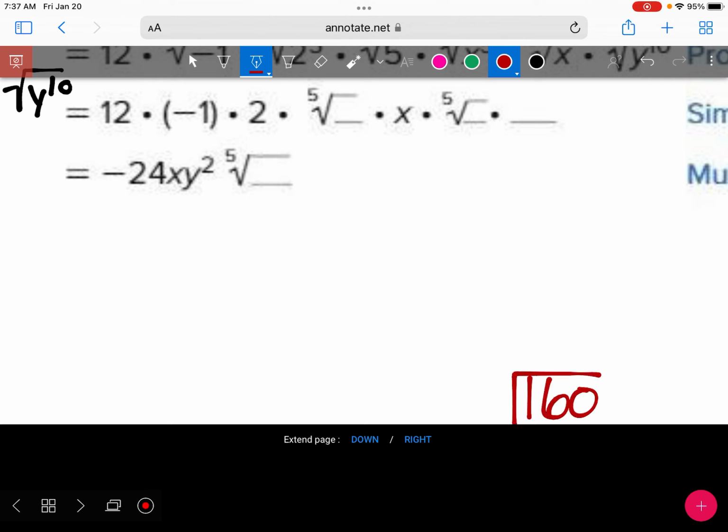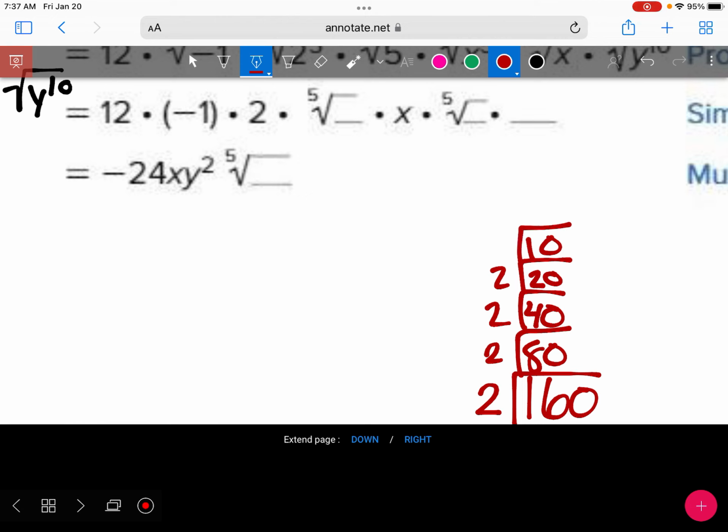What's a prime number that comes out of 160? 10's not prime, though. I mean, you could, but you then have to split it into 5 and 2. Let's do 2. Gets us down to 80. 2 gets us down to 40. Another one. 2 gets us down to 20. Another one. 2 gets us down to 10. 2 left with 5 gives us 5.